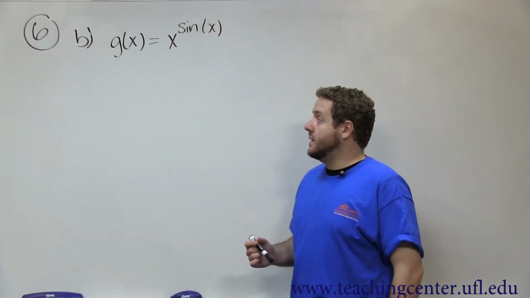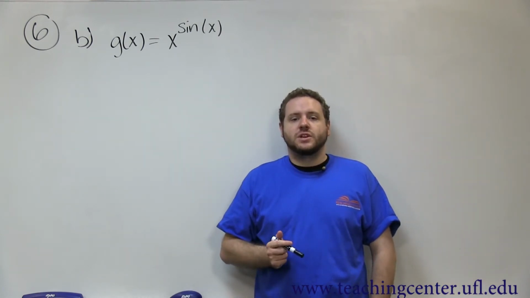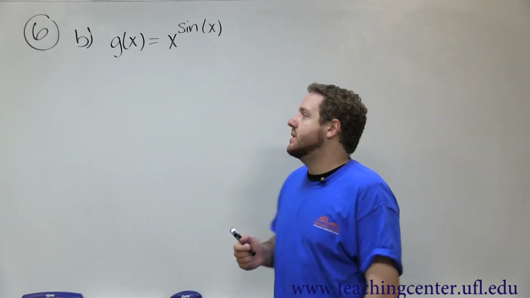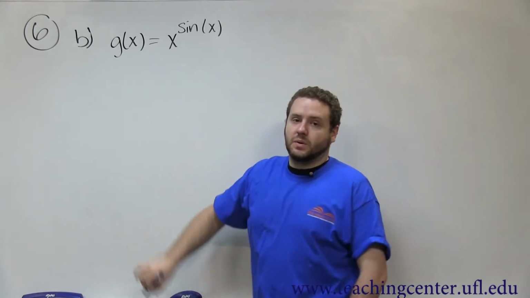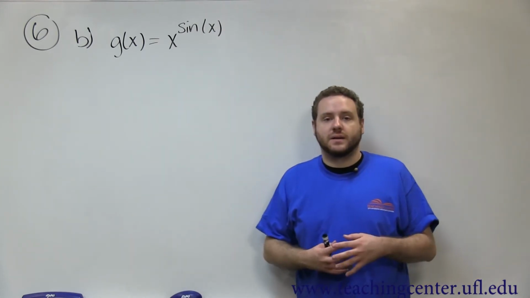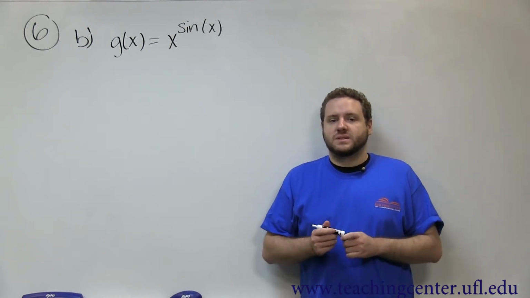Problem 6, letter B, is a good example of a problem that we're asked to do by logarithmic differentiation, and in this case you have to. There's no other option in this problem because we have a variable term in both the base and the exponent of our function. Our function g of x is equal to x to the power of sine x. So we have variables in both. The only way to do this is with logarithmic differentiation.